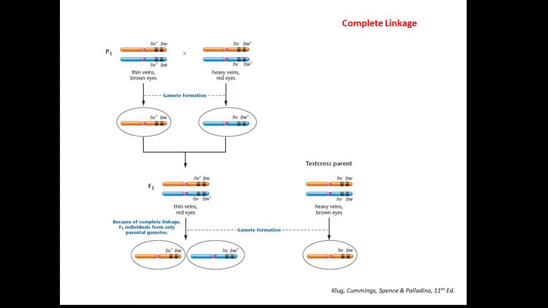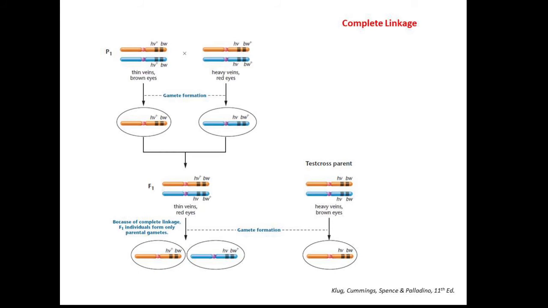When gametes are formed, you can see, for example, one gamete is having HV plus BW, the orange one, and on the right-hand side a blue gamete is formed, without any crossover. Because there is no crossing over, there is no exchange between the homologous pair of chromosomes, and the two parental type chromatids come into the gametes.